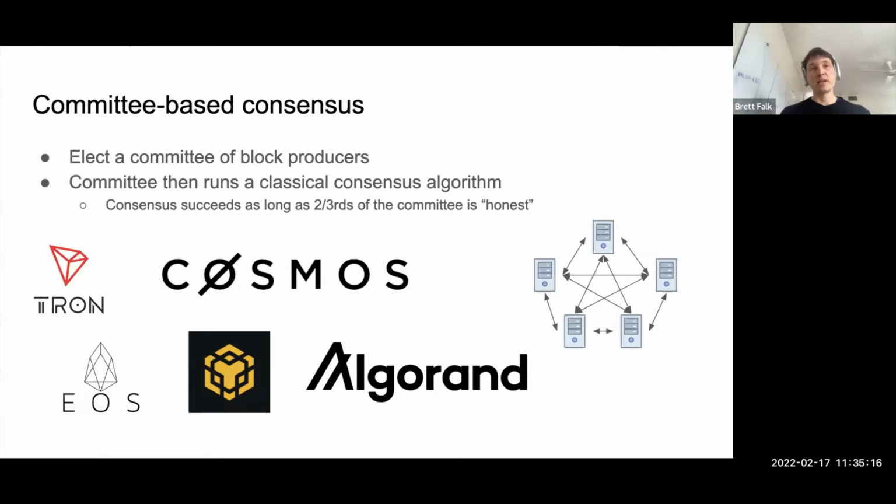Most of these classical consensus algorithms have some threshold: as long as 2/3 of the committee is honest, meaning they follow the protocol or run the vanilla version of the software they're given, this committee will reach consensus on a single block. This type of committee-based consensus is used in a lot of protocols. It's used in delegated proof of stake systems like Tron and EOS. It's used in almost every chain in the Cosmos ecosystem, including the Cosmos Hub. It's used in Algorand and also on the Binance Smart Chain, which is basically a fork of Ethereum that's running proof of authority.